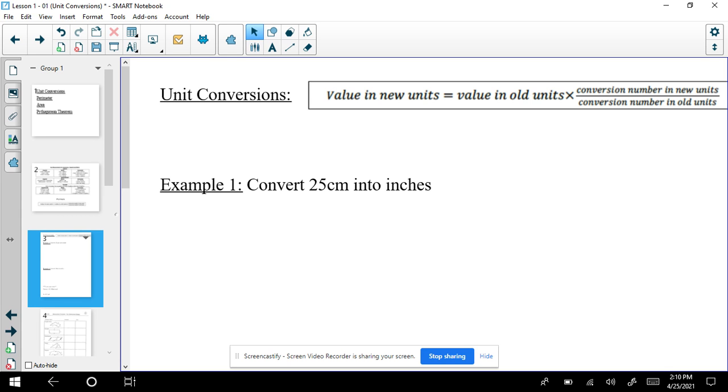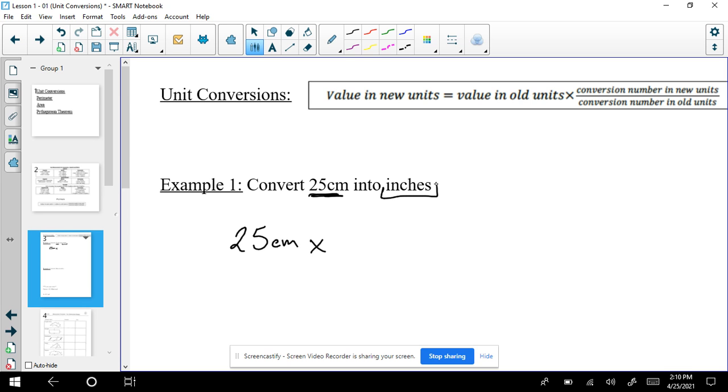Right, so let's take a look at our first example. Convert 25 centimeters into inches. Okay, so the first thing I need to do is to look at what I have, right? So that's my starting units. So let me just get a pen going here. So my starting units are 25 centimeters, so I would put 25 centimeters here. And then that's the value of my old units, right? And then I multiply. And I now have to figure out what do I want. So what I want is inches, right?